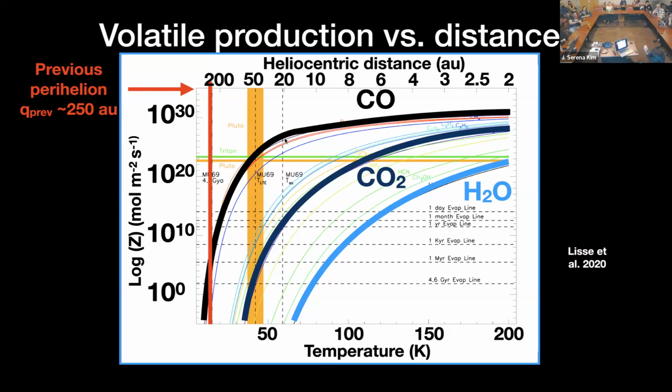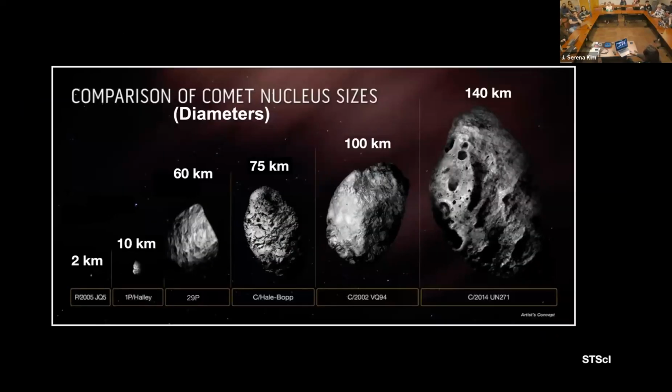So what this gives us is basically the ability to measure its original volatile contents when it formed inside the protoplanetary disk. Another thing you're also asking, a good question, is what about the collisional evolution? Well, an object the size of UN-271 does experience impacts, but it does not experience catastrophically disruptive impacts.